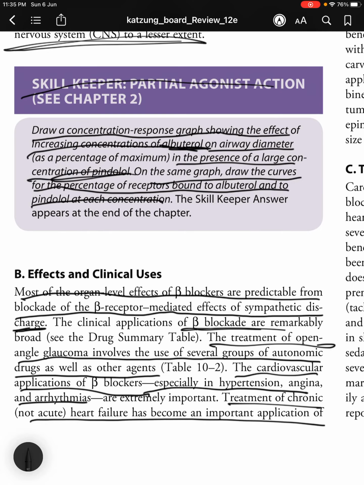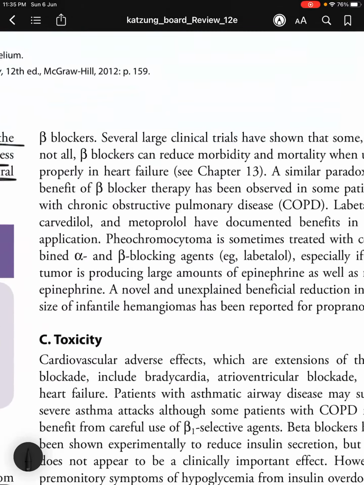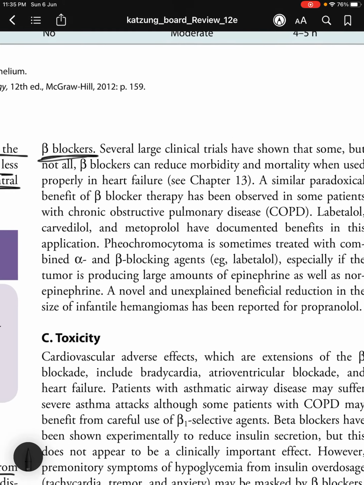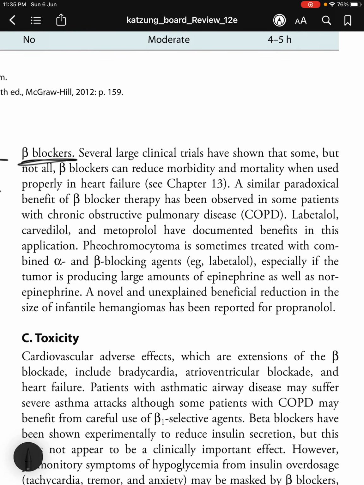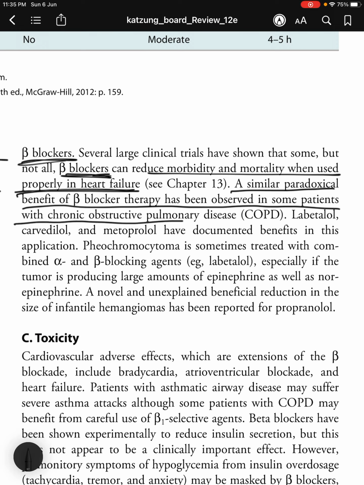So treatment of chronic heart failure has become an important application of beta blockers. Several large clinical trials have shown that some, but not all, beta blockers can reduce morbidity and mortality when used properly in heart failure, chronic heart disease. Okay, so similar paradoxical benefit of beta blocker therapy has been observed in some patients with chronic obstructive pulmonary disease, COPD. Labetalol, carvedilol, and metoprolol have documented benefits in this application.